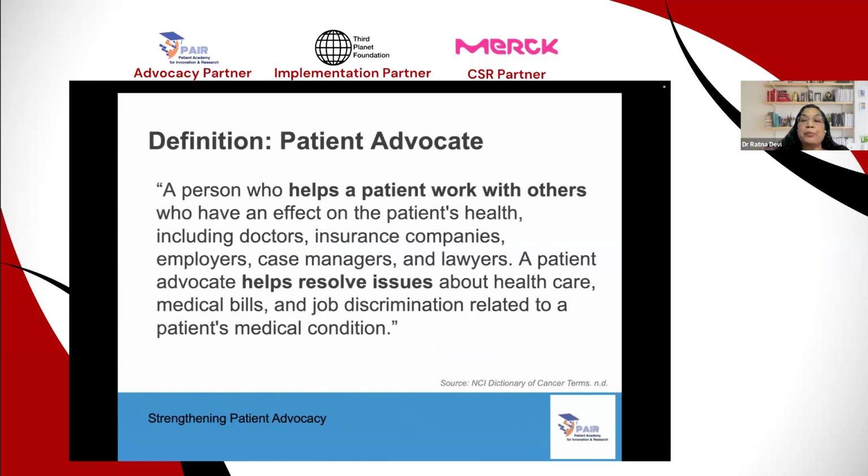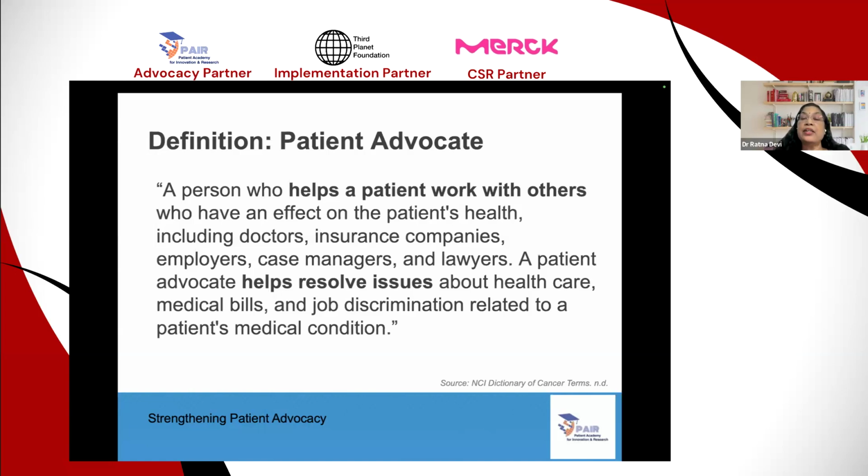So when you become a patient advocate, first you have to learn what a patient advocate means. A patient advocate is a person who helps the patient work with others who have an effect on the patient's health, including doctors, insurance companies, employers, case managers, lawyers, and every other person in the ecosystem. The patient advocate helps resolve issues about healthcare, medical bills, job discriminations, and a varied amount of work that goes into managing the patient's condition.